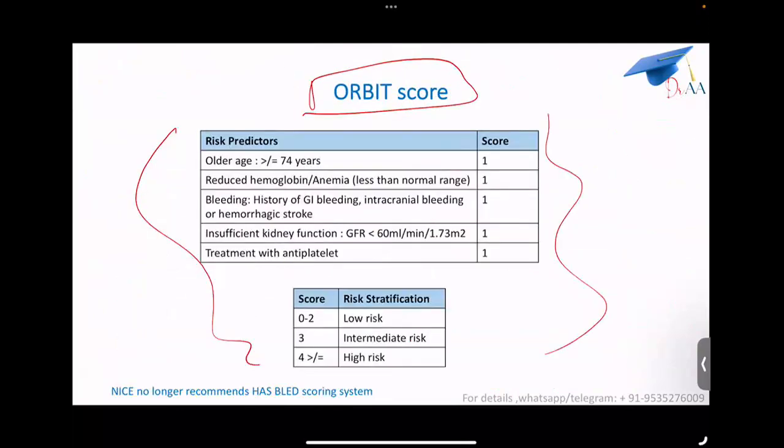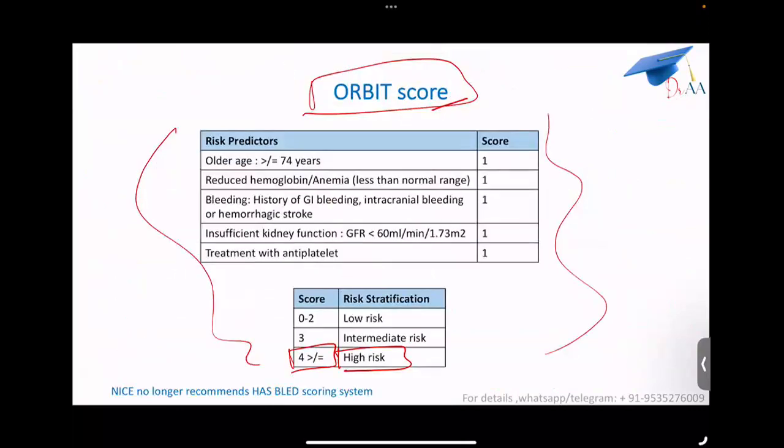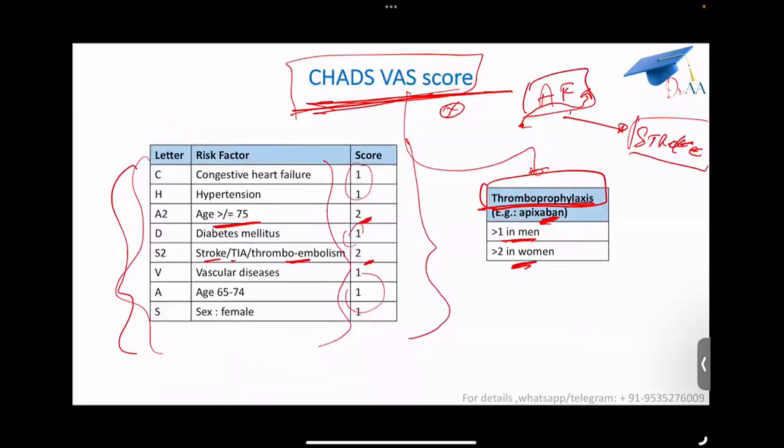If the ORBIT score is 4 or more, then there is no point in doing the CHA2DS2-VASc score, because it's a high risk for bleeding. We are not giving any direct oral anticoagulants. If he is intermediate or low risk on the score, then we'll do a CHA2DS2-VASc score accordingly, and depending on the score, we'll decide whether to start it or not.